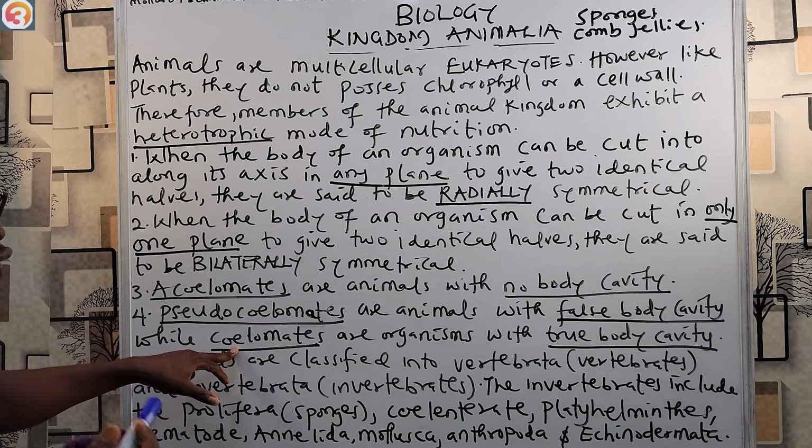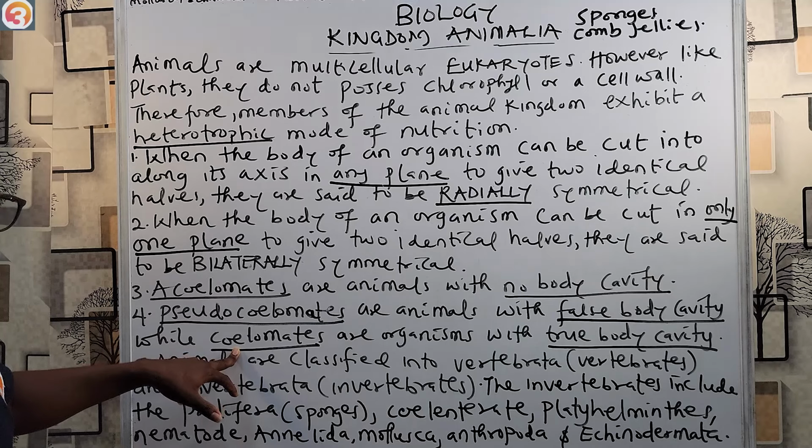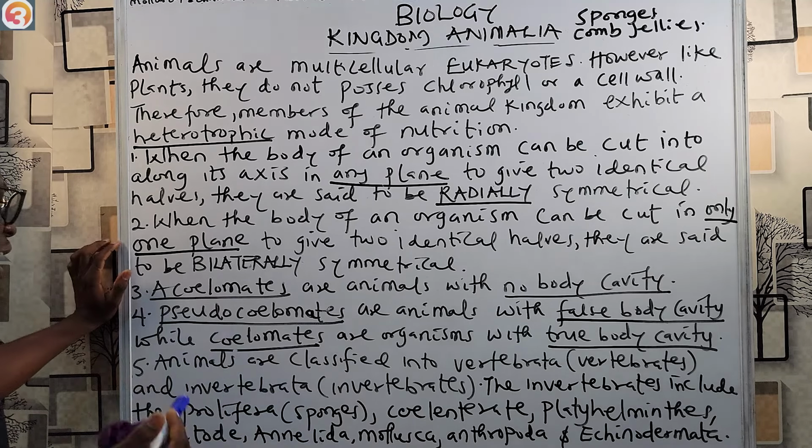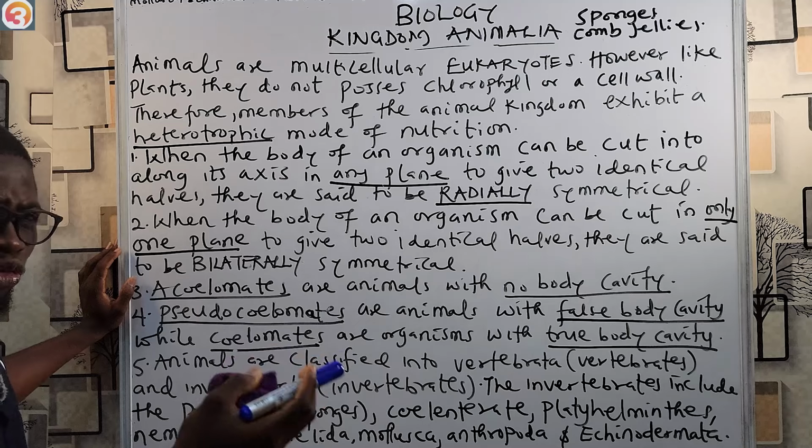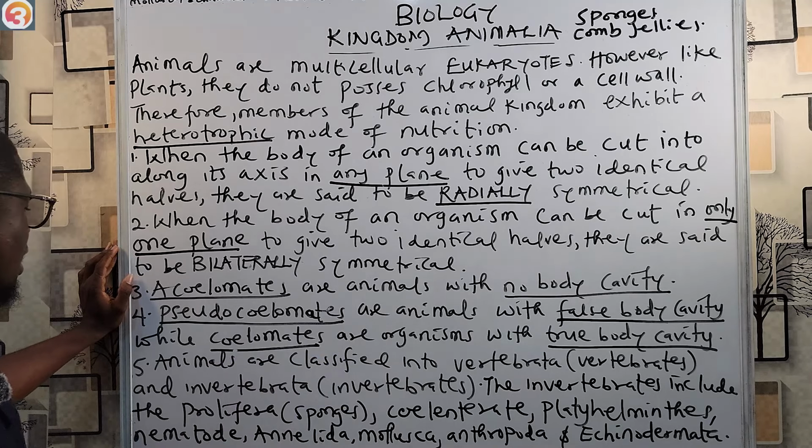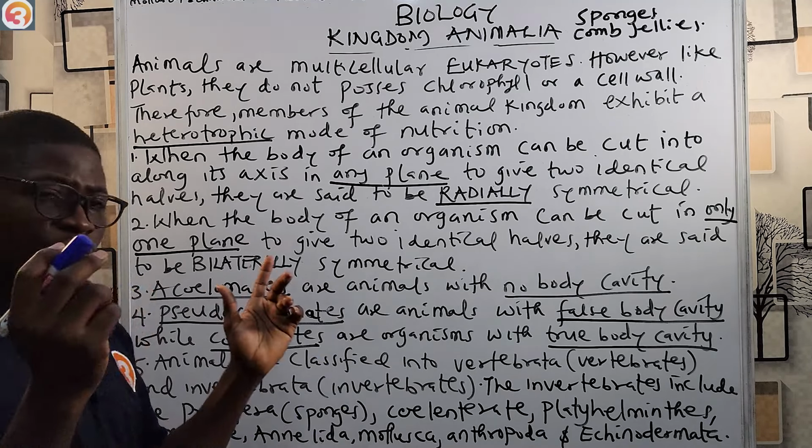Coelomates are organisms with a true body cavity. Examples of coelomates are annelids, molluscs, arthropods, even some reptiles. They are coelomates. They have a true body cavity. They have a coelom.